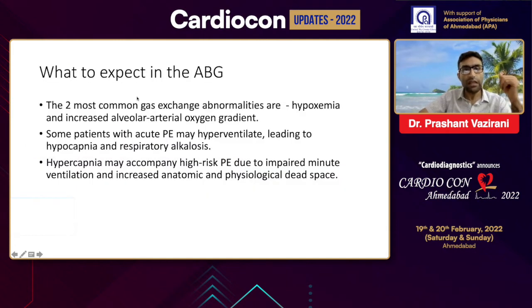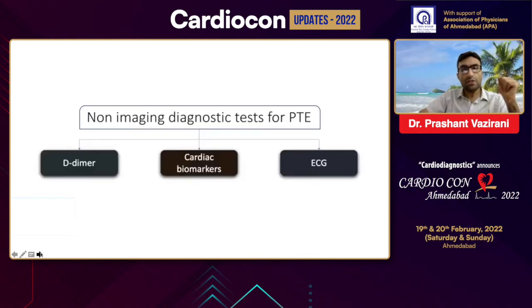So what to expect in the ABG? The two most common gas exchange abnormalities are hypoxemia and increased alveolar-arterial oxygen gradient. Some patients may hyperventilate, leading to hypocapnia and respiratory alkalosis. Hypercapnia, if it is present in a patient with high risk massive pulmonary embolism, is very bad because it shows impaired minute ventilation and increased anatomical and physiological dead space. And hypercapnia is usually a poor prognostic indicator. So non-imaging diagnostic tests for pulmonary embolism are D-dimer, cardiac markers, and ECG, which we discussed.